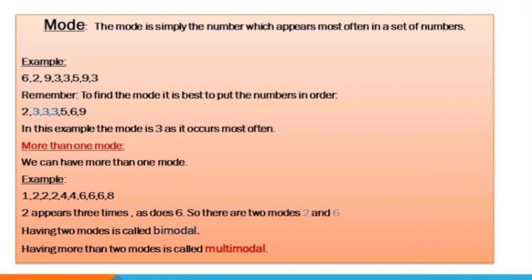Now, there may be more than one mode. For example, you can see here 1, 2, 2, 2, 4, 4, 6 three times, and then 8. 2 appears 3 times and so does 6. So there are 2 modes, 2 and 6. Having 2 modes is called bimodal. Having more than 2 modes is called multimodal.